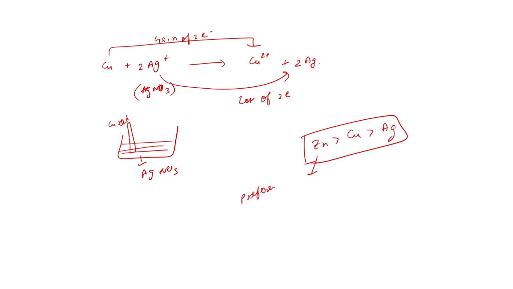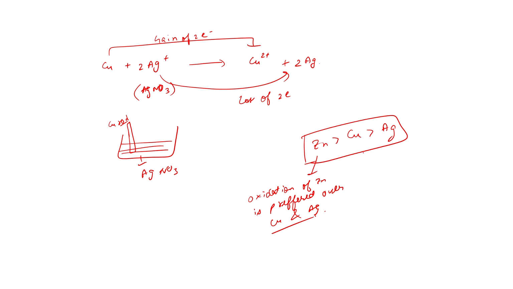This means that oxidation of zinc is preferred over copper and silver. That means, in case of zinc, copper and silver, zinc is the element that wants to go into the oxidation state first, then copper, and then silver.